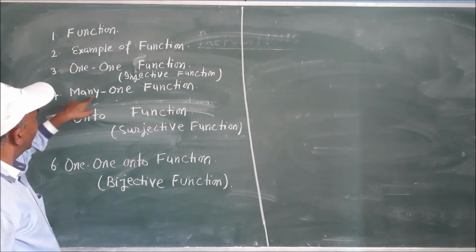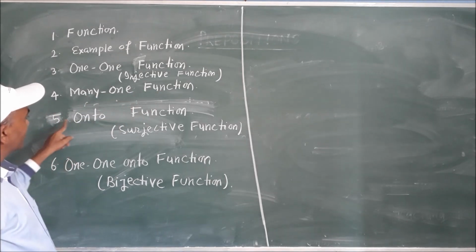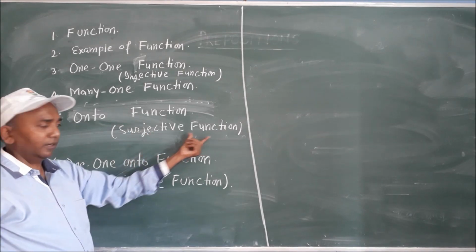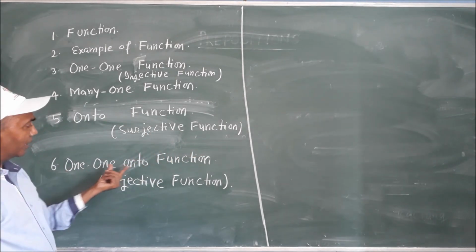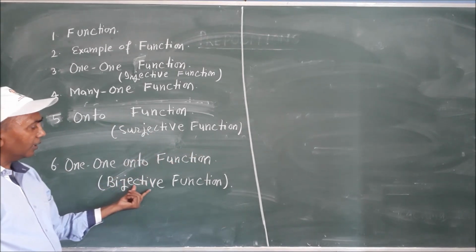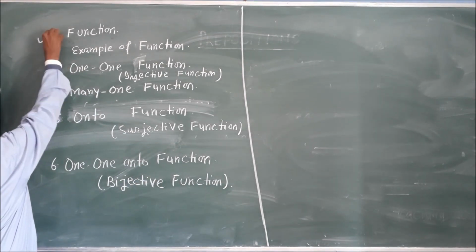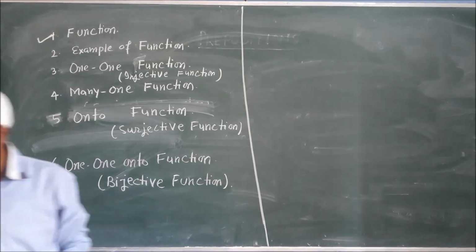Fourth is your many-one function. Fifth is onto function, which is also known as surjective function. And last is your one-one and onto function, which is called bijective function. So first I am going to tell you the definition of function.